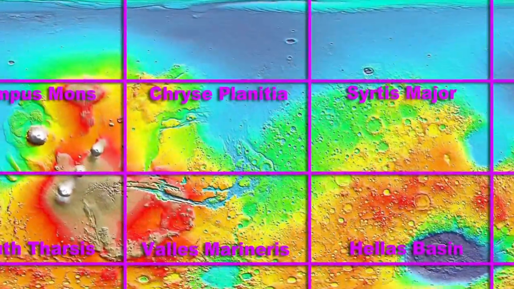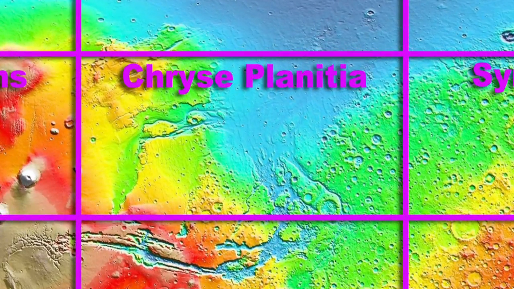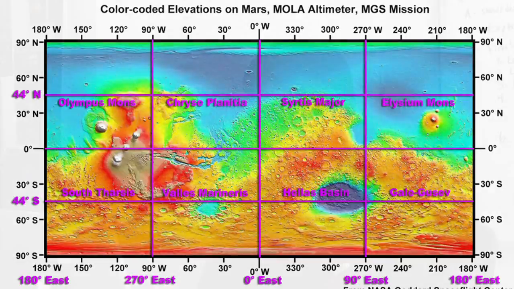Now let's go back and actually download the data itself. So again, I'm looking at the section of, say, Chryse Planitia, and that's 44 north to 0 north latitude, 270 east to 360 degrees. And I will click on the IMG file, and it will automatically start to download.